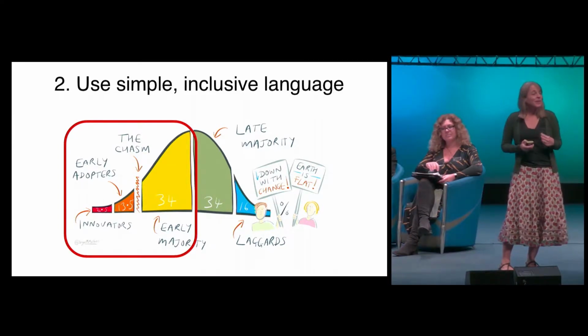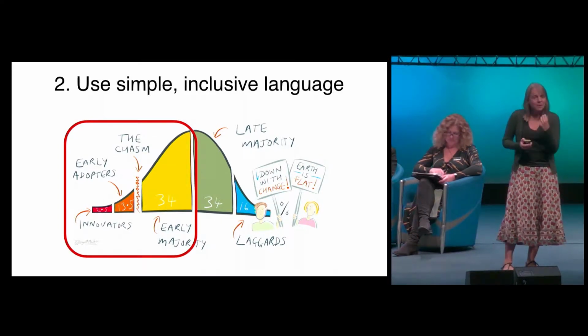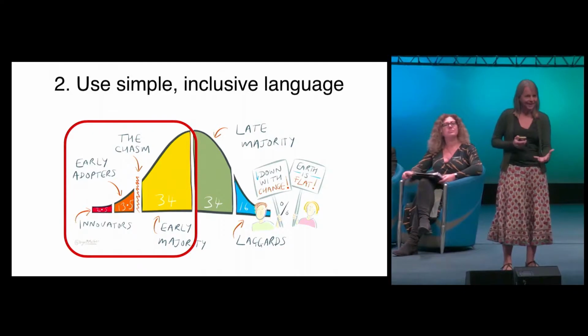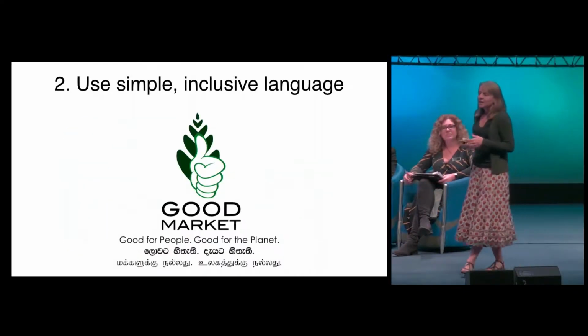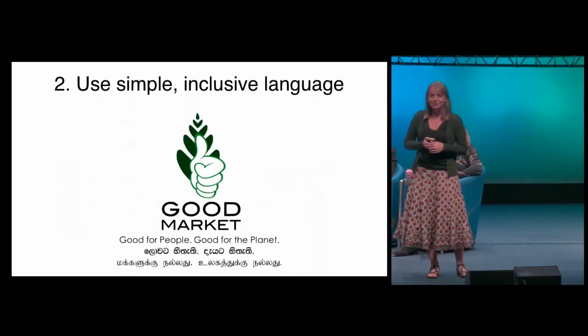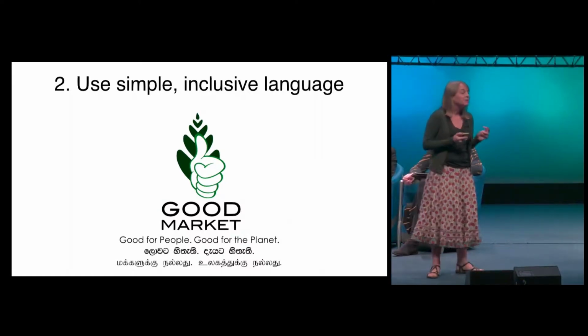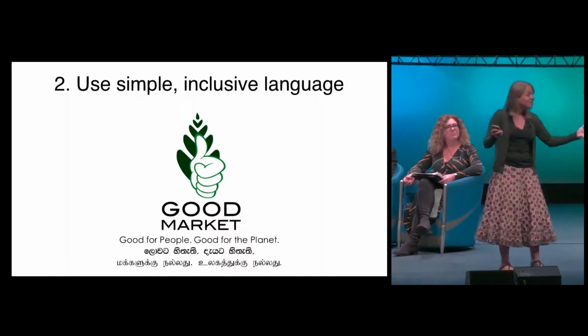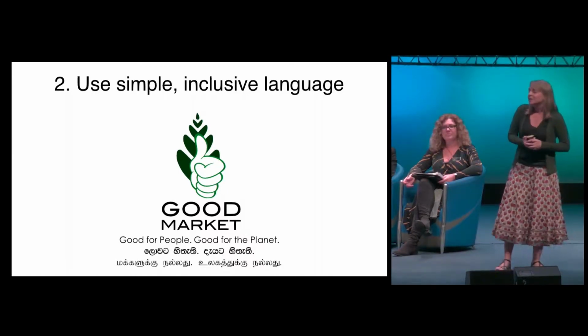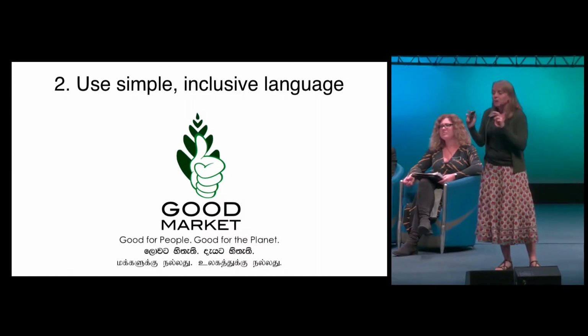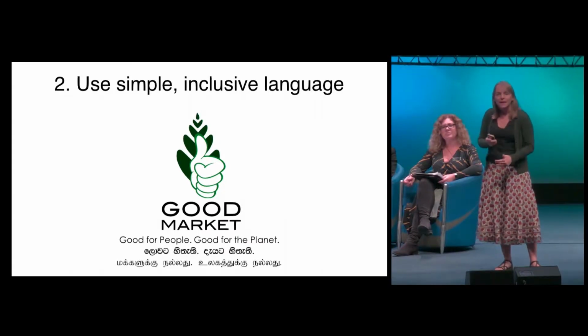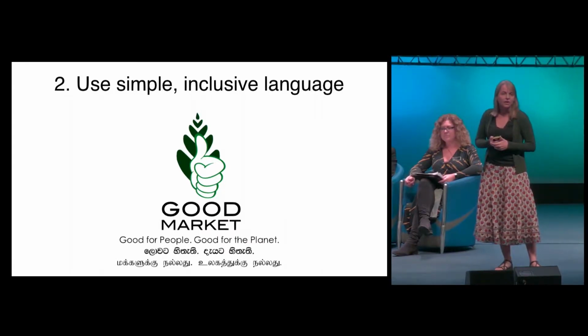Even the term social enterprise, right? What we really want to get across is the concept, no matter what the language is. That's a big reason for the name Good Market, particularly because we were working in areas where the term social enterprise isn't recognized, and we were dealing with lots of languages. So the idea of being good for people, good for planet is easy to translate. It worked in a lot of different contexts.